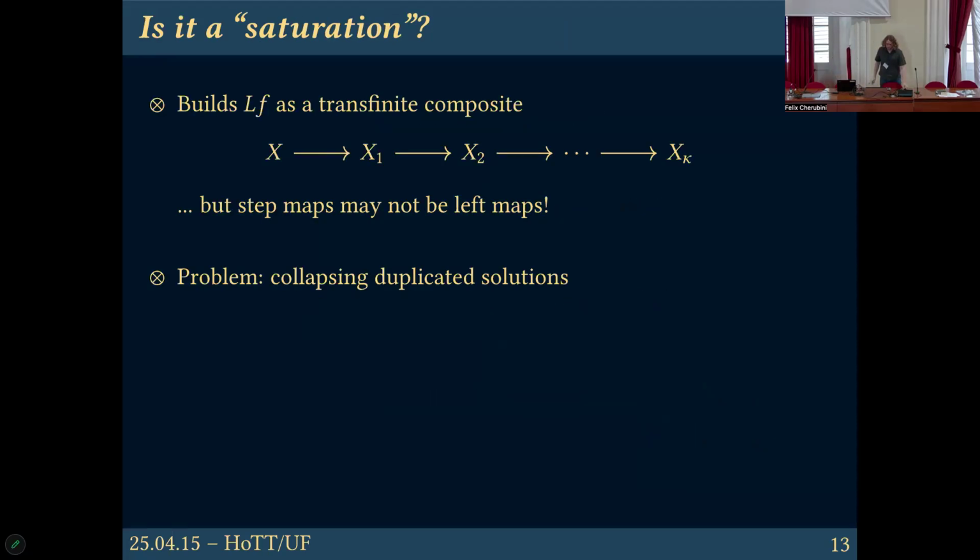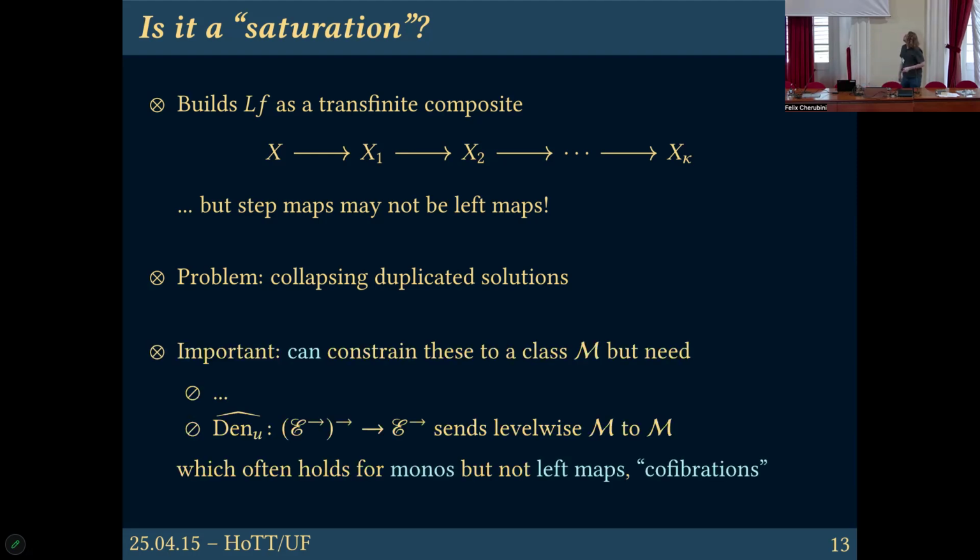Okay, so can I describe this left factor that I get out as a cell complex in the way that I can for Quillen's argument? Well, it does actually build that left factor as a transfinite composite. I didn't show you the details, but it's true. But these step maps are not necessarily left maps, like they are in Quillen's. The problem is this collapsing out of duplicated solutions kind of screws things up.